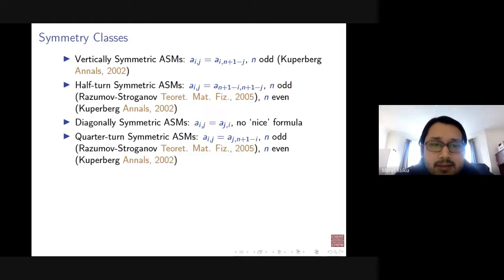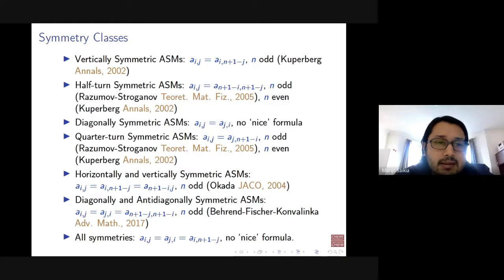So let me just mention all of the symmetry classes that we can have. We can have a vertically symmetric alternating sign matrix. And this was enumerated by Greg Kuperberg. So you'll see that Kuperberg's name appears several times.